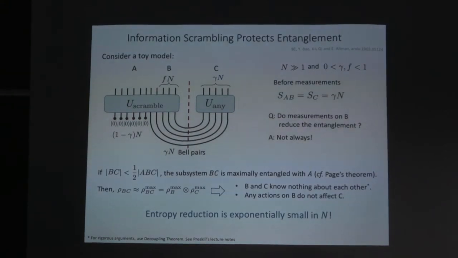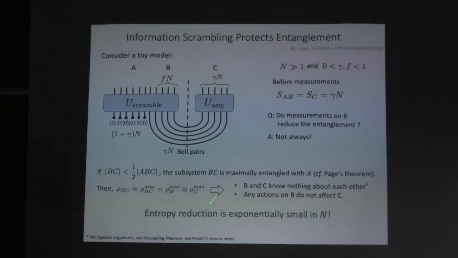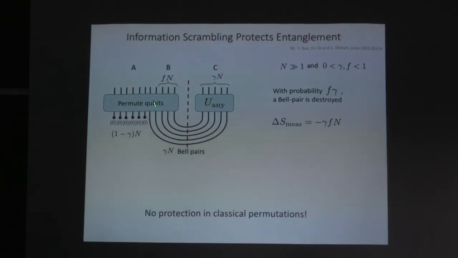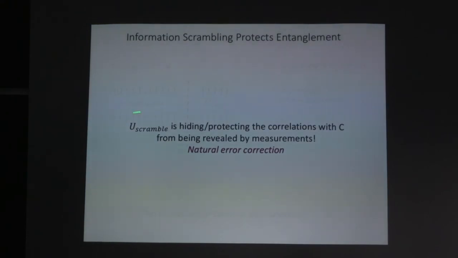What I've said here can be exactly and mathematically formulated using a theorem that can be found in a mathematics textbook. So extensive measurement sometimes does not reduce entanglement. Indeed, this is a quantum mechanical phenomenon. If you replace the scrambling unitary by a classical permutation of different qubits, then with a certain probability we hit the right Bell pair, and once it's projected, we decrease entanglement. So this protection is truly a quantum mechanical phenomenon. The conclusion we draw from this exercise is that by scrambling the information, we can robustly protect the information or the correlation from being revealed by projective measurement. This is the basic idea of natural error correction.